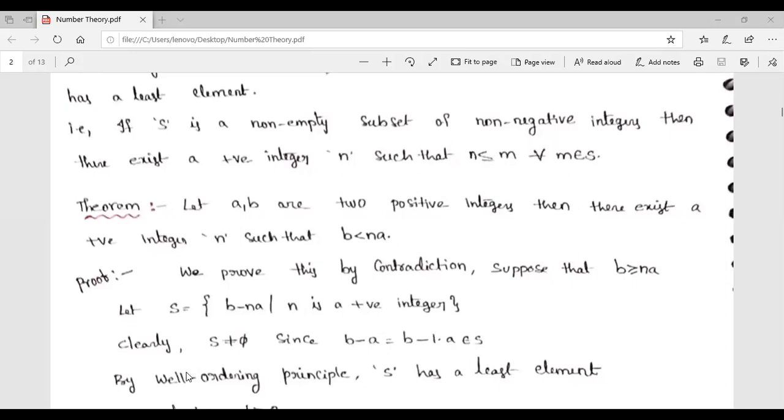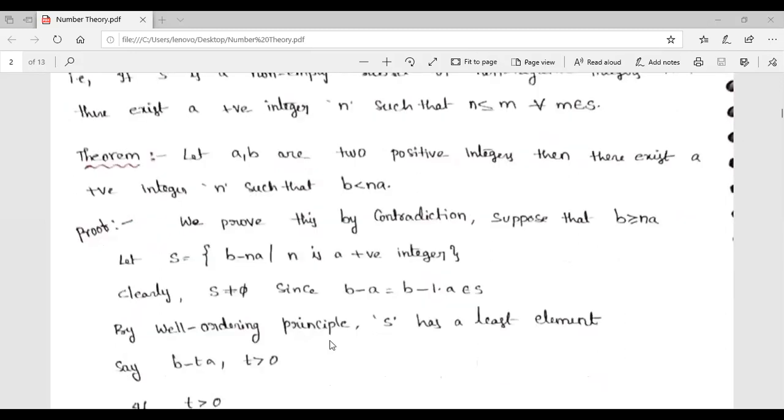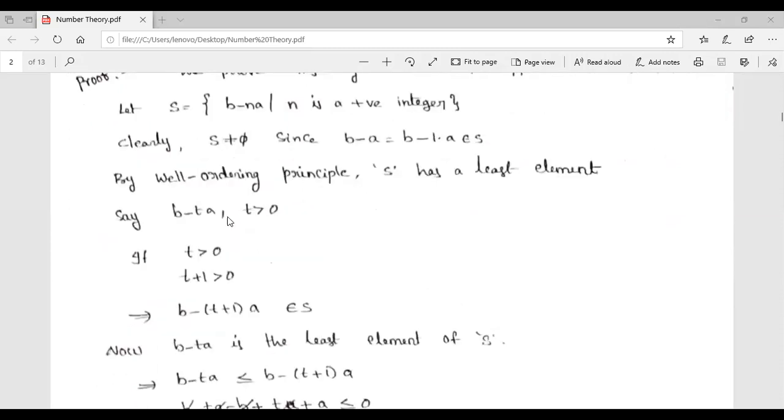Okay. By the well ordering principle, a non-empty subset of positive integers has a least element. Here S is a non-empty subset of the positive integer set, so S has a least element. Let us say that least element is b minus ta. So S has a least element, that element b minus ta. Being b minus ta, t will be greater than 0, so t is a positive integer. If t is greater than 0, t plus 1 is also greater than 0.